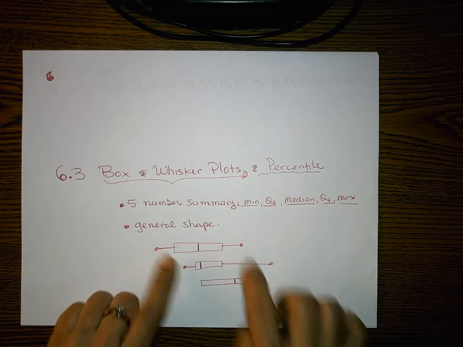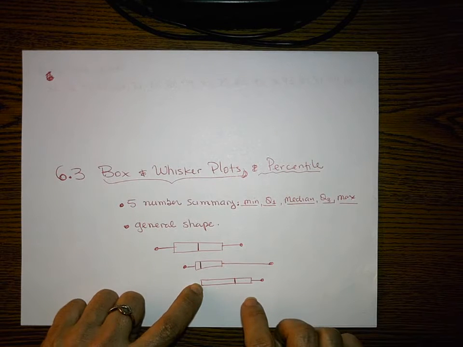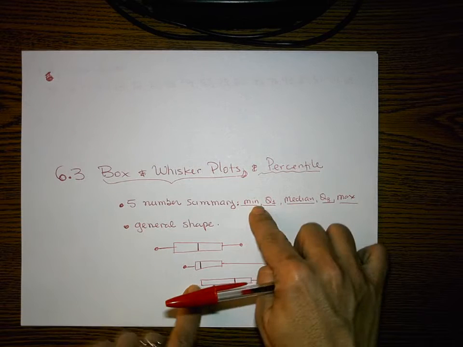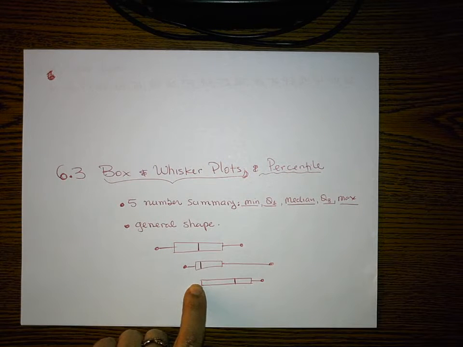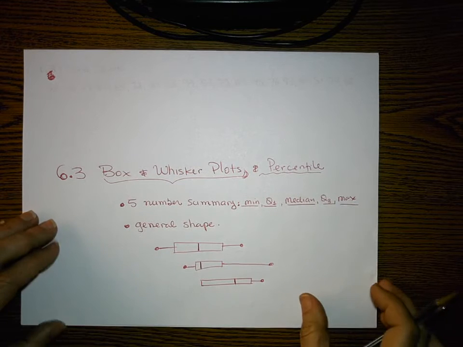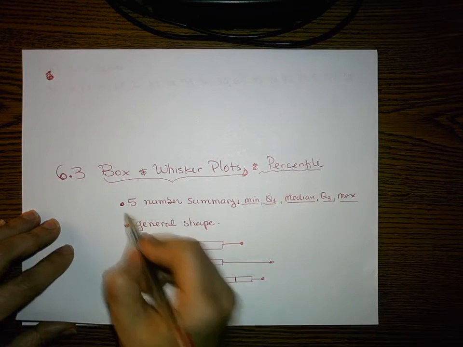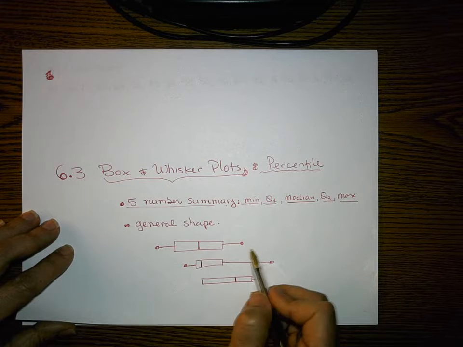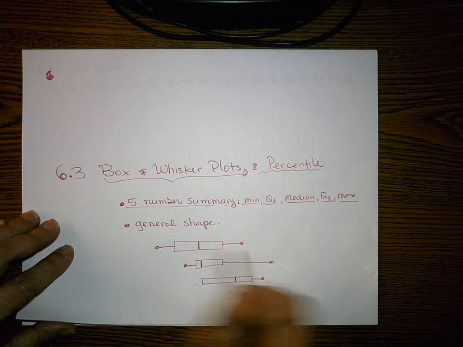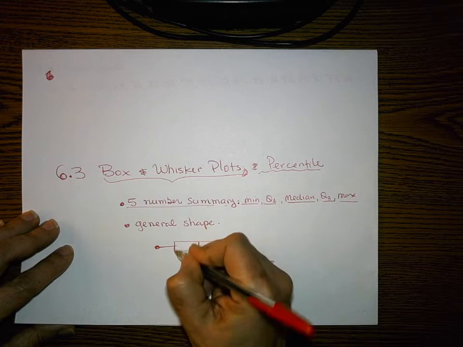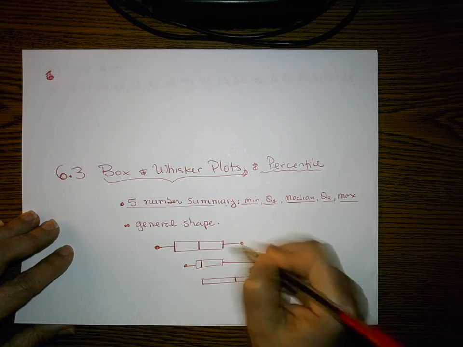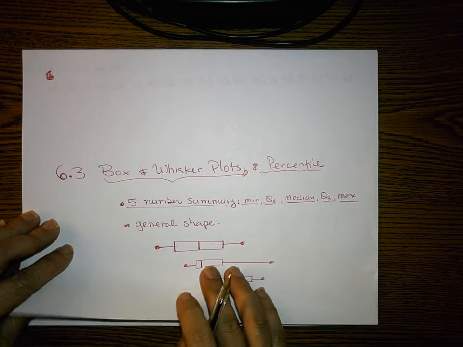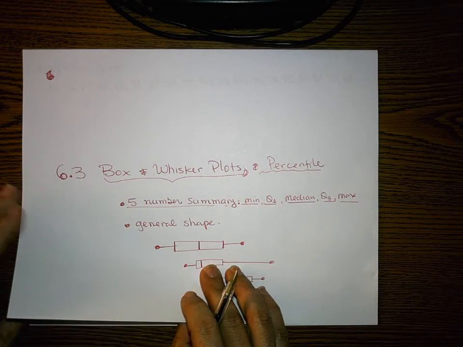So don't be alarmed if you don't have a whisker. All that means is that quartile 1 and the minimum were exactly the same number. It could happen. And then we're going to talk about percentile at the end of this video. So we always need our 5-number summary, because the 5-number summary is what constructs this box and whisker plot. Each part that I am highlighting over here is one of those numbers in the 5-number summary. So let's go ahead and create one so we can understand it better.